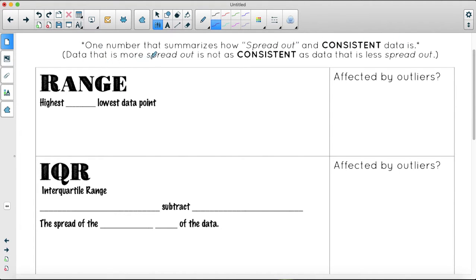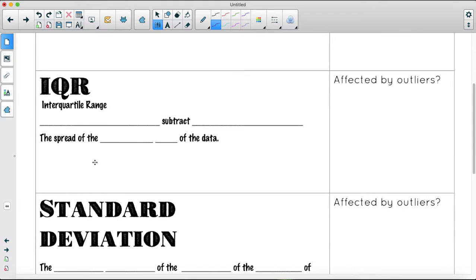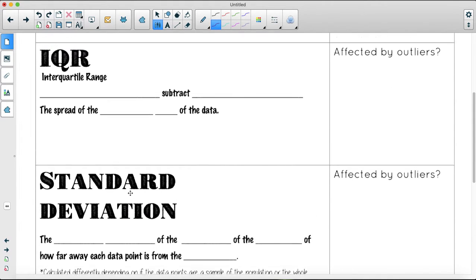Now, data that is more spread out from each other is not as consistent as data that is less spread out. So the data that's more clustered together, we can see more information and the consistency of it. When the data is spread out further away from each other, we have less consistency. So there are three ways we can determine if our data is spread out and consistent. We have the range, the IQR, which is called the interquartile range, and the standard deviation.